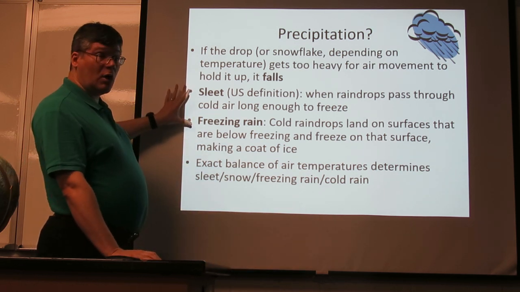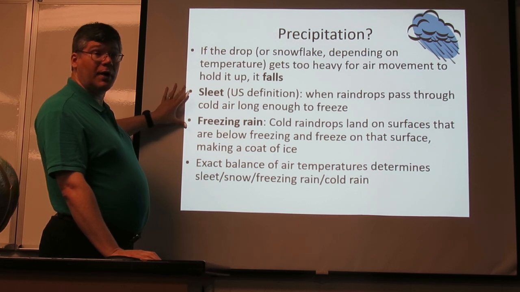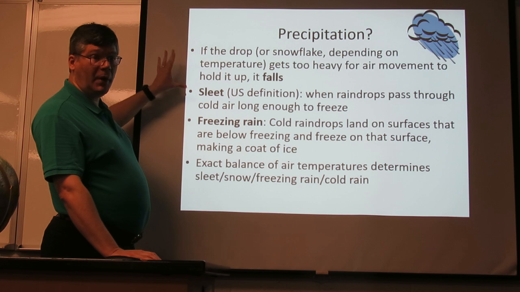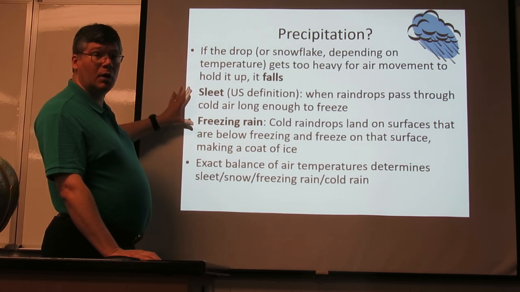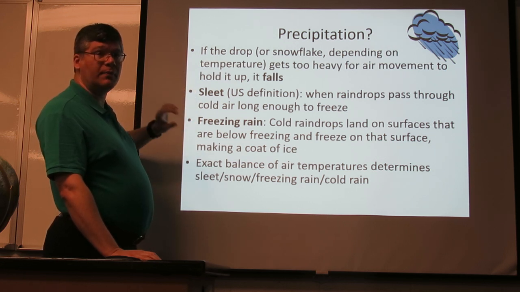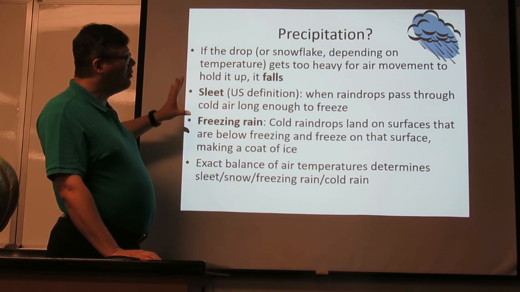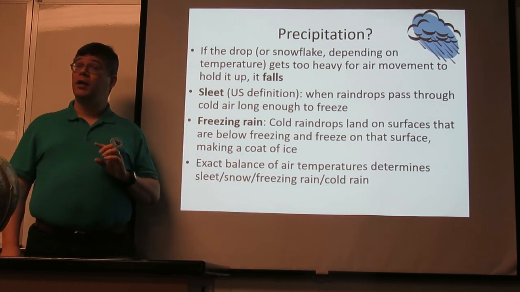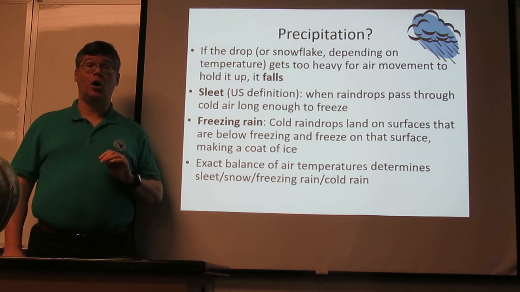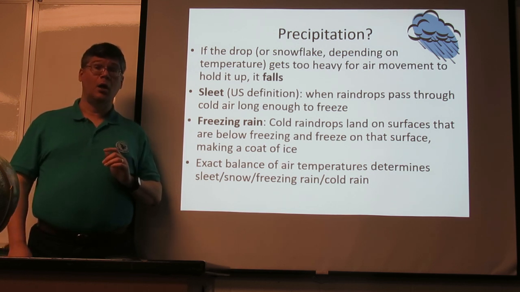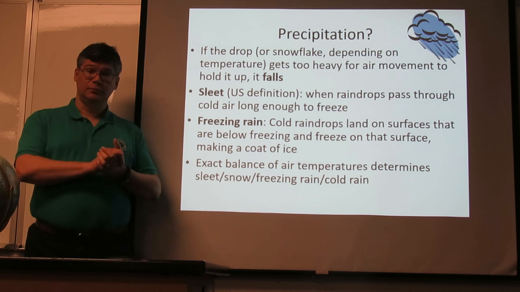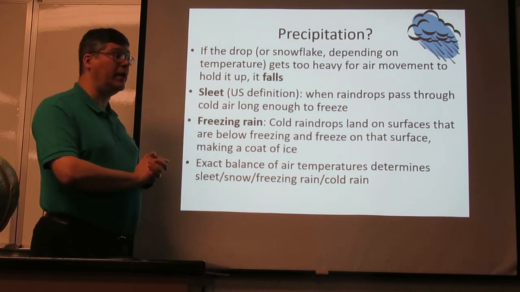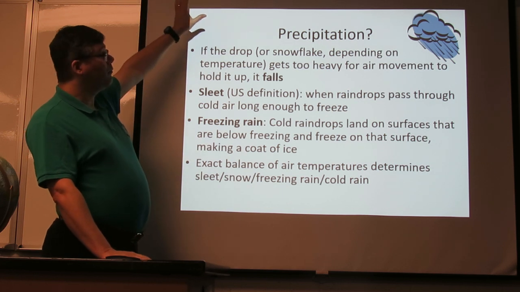Note, both of those are happening with the temperature right around freezing. The air has to have been warm enough to have melted stuff, but then cold again to have freezing. So if the air temperature is right close to freezing, it's pretty tricky to predict exactly. Are we going to have snow? Are we going to have rain? That depends.